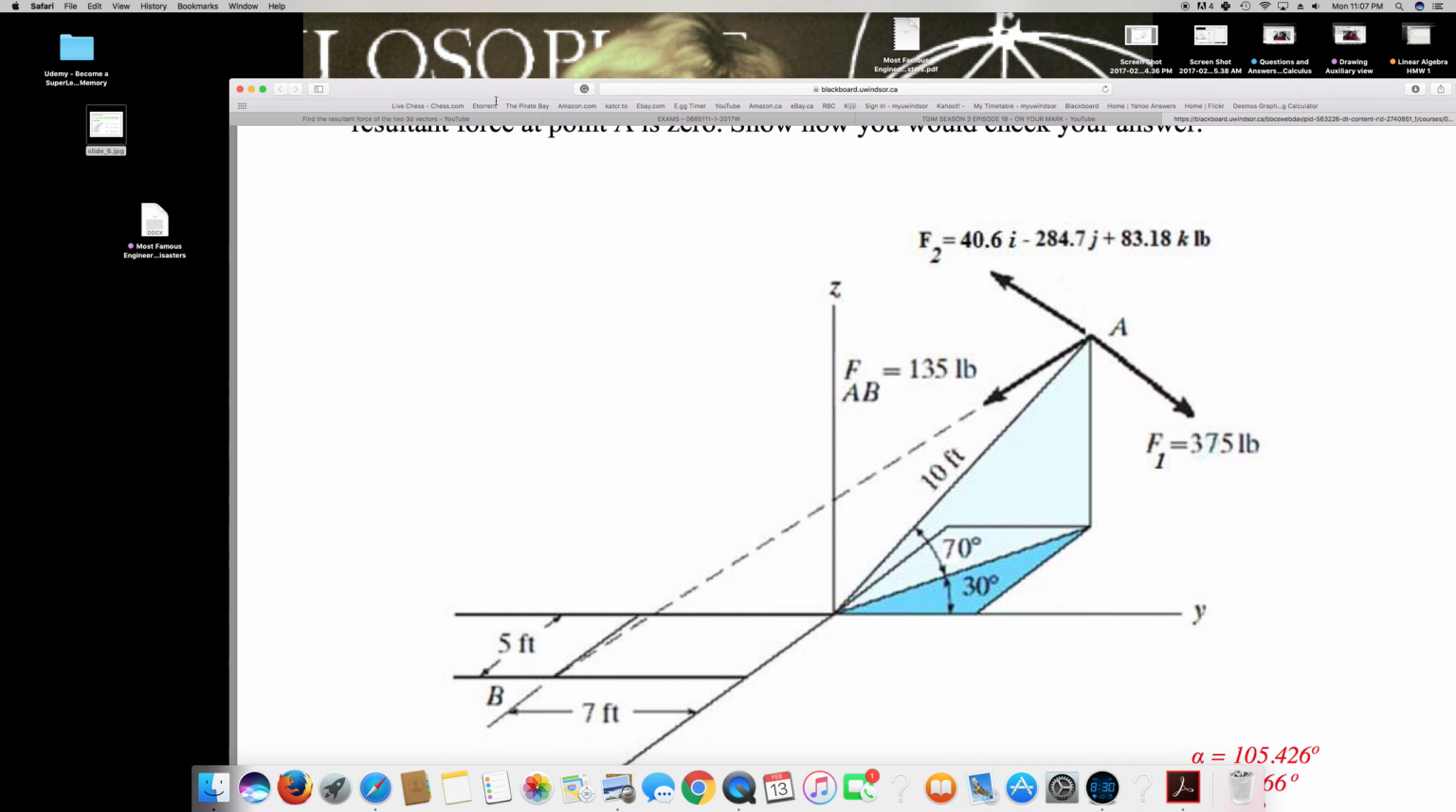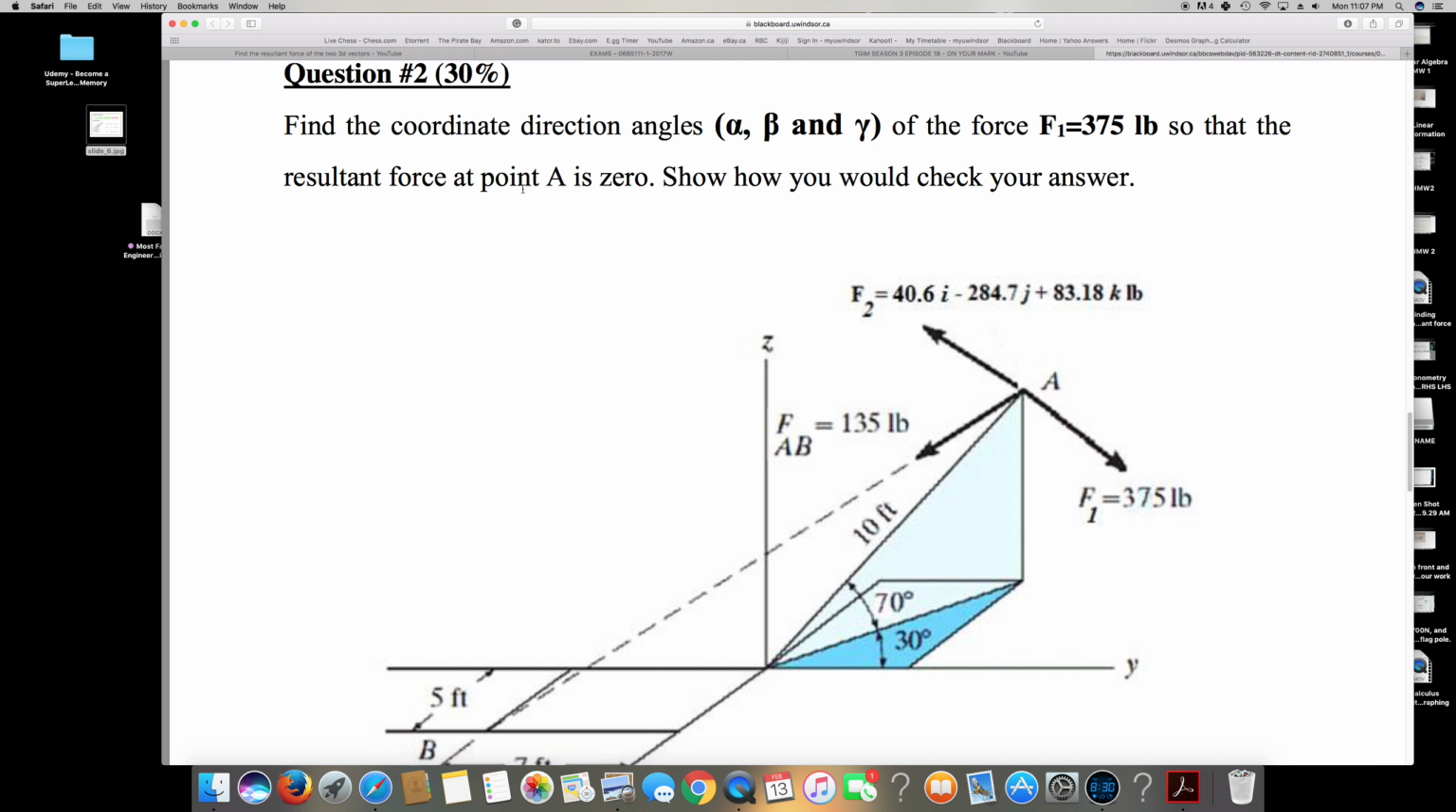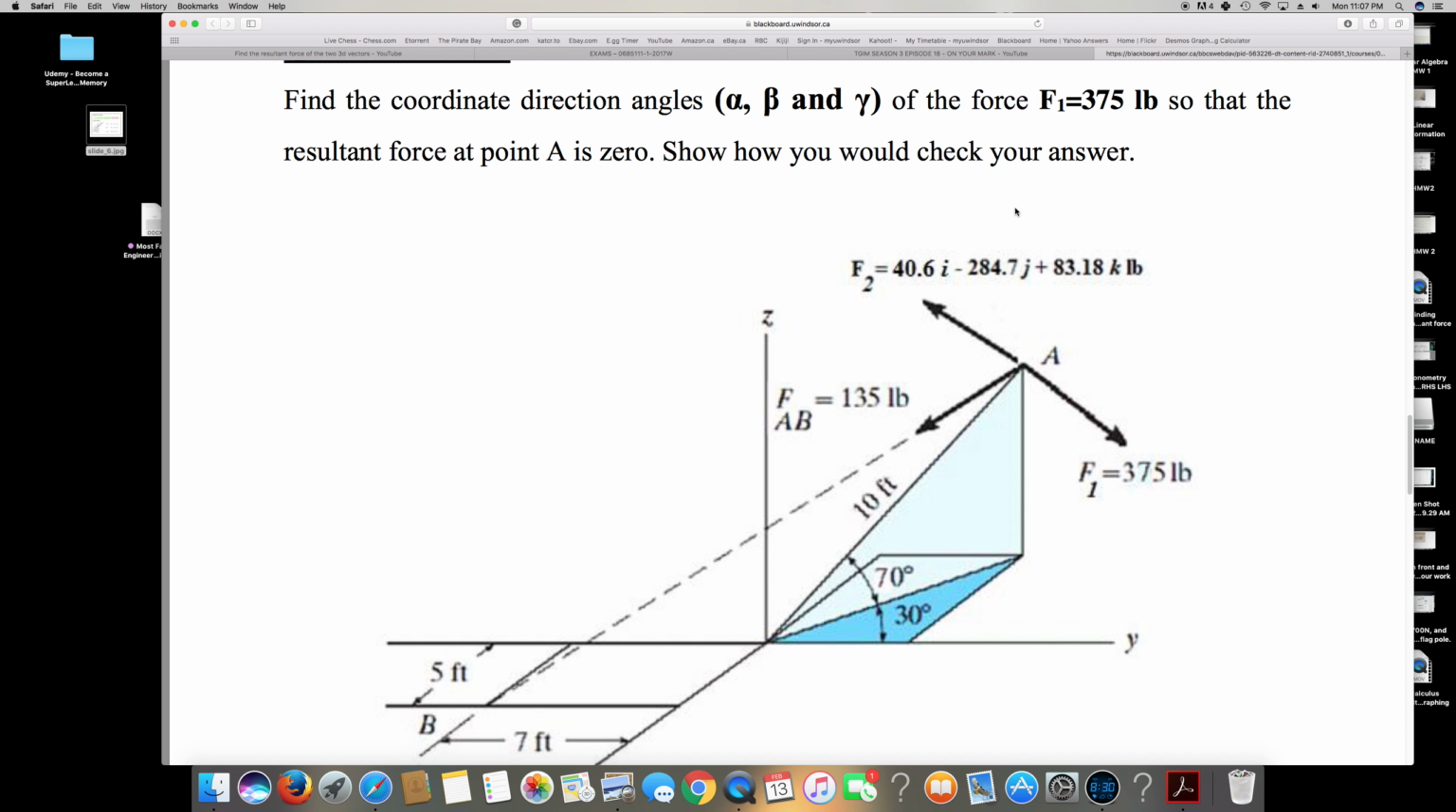I have some amazing question from mechanics to solve. Let's see. The question is asking: find the coordinates, direction angles alpha, beta, and gamma of the force F1 equal to 375 lb, so that the resultant force at point A is 0. So how would you check your answer?